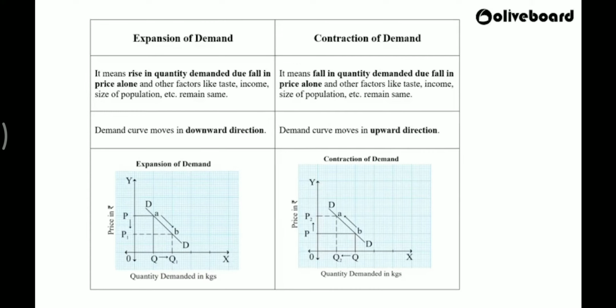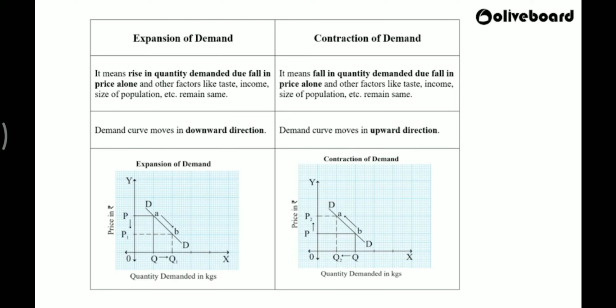Next concept is expansion or contraction of demand. What do we mean by expansion and contraction? Expansion means it is increasing. Your quantity demanded will rise. Contraction means what? Reducing. Your quantity demanded will be reduced. There will be a fall in your quantity demanded.